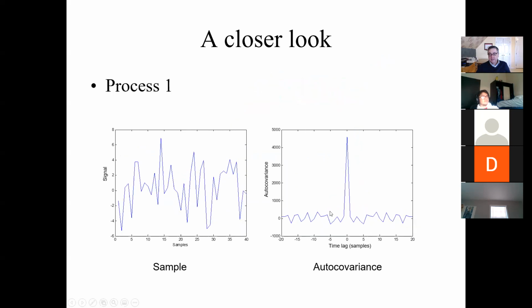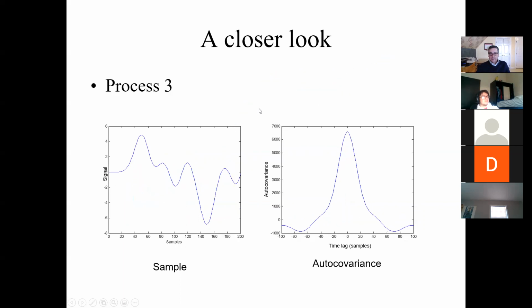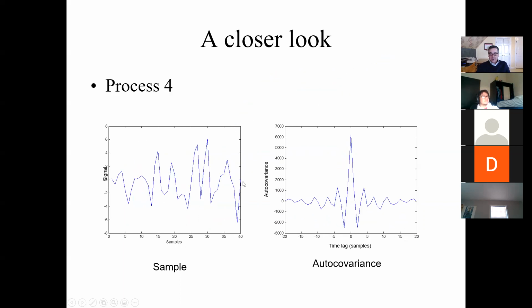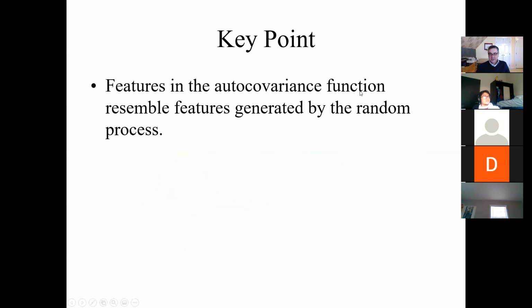And if we go back to here, this one is very narrow, almost looks like a delta function. There's a reason for that. And these are also going to tend to be very narrow. Okay. Now, but not always, right? Sometimes you get two that are close together, and that's going to happen because it's random. Process 4, harder to tell. So we'll see more about process 4 later. Process 4 is a little different from the others. Okay, so the key point there is that features in the autocovariance function resemble features generated by the random process.